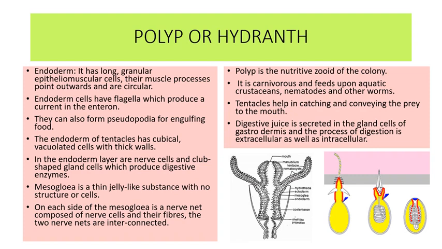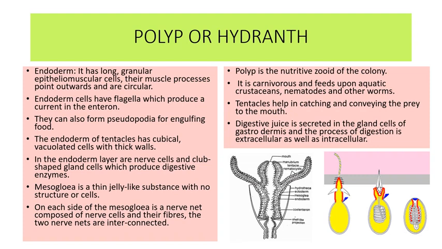Mesoglea is a thin jelly-like substance with no structure or cells. On each side of the mesoglea is a nerve net composed of nerve cells and their fibers. The two nerve nets are interconnected. The polyps are the nutritive zooids of the colony.